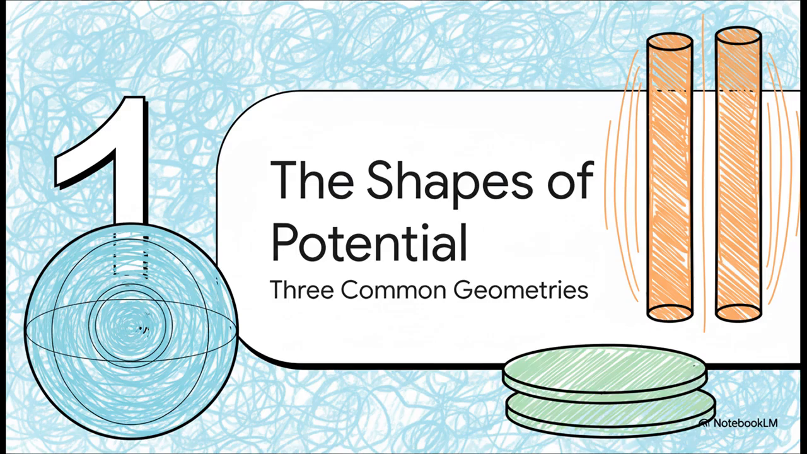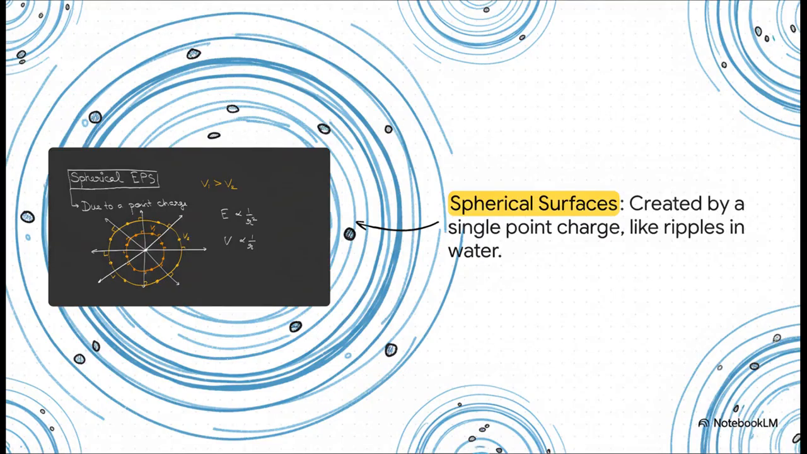Okay, so we know what these things do, but what do they actually look like in the real world? Let's check out the 3 most common shapes you're going to see. First up, we have the simplest one, a single point charge. It's just sitting there in space. The potential radiates out from it equally in all directions, which creates these perfect concentric spheres. It's just like the ripples spreading out when you drop a pebble in a pond. And just like those ripples, the potential gets weaker and weaker the farther away you get.